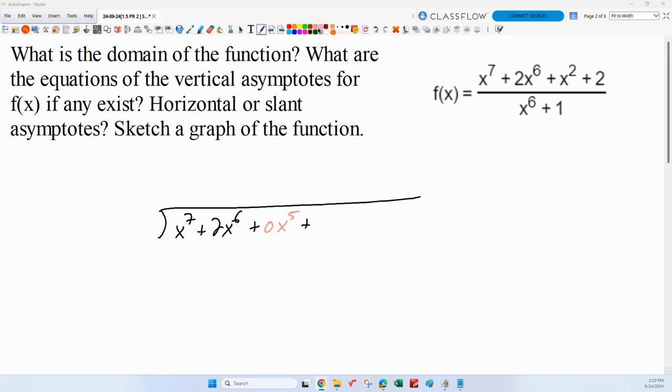plus 0x to the 4th plus 0x cubed plus x squared plus 0x plus 2. What goes out front? x to the 6th plus 1. Okay, and how do we play this game?